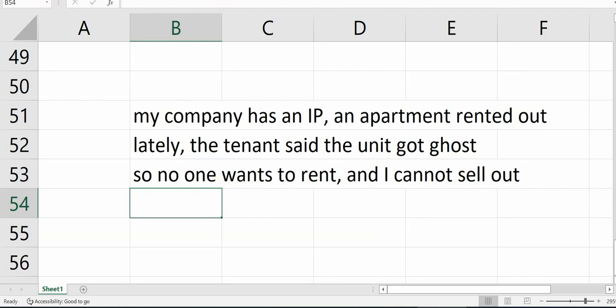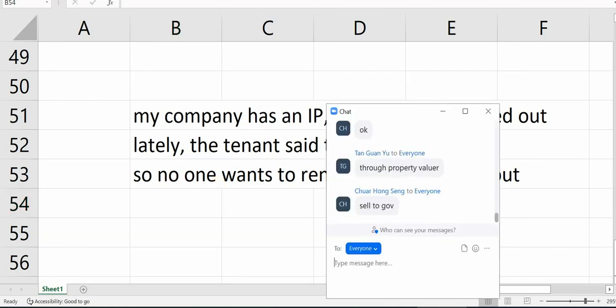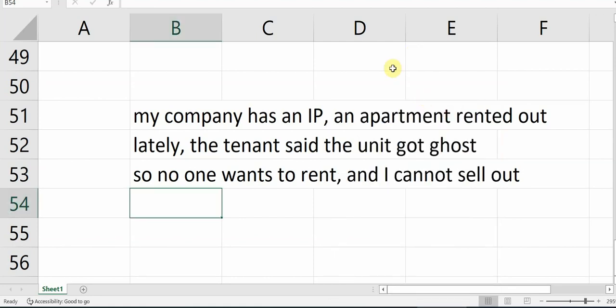Oh, I got a message, let's see. Sell to the government. Why would the government want to buy from you? The government also knows it's haunted. Even if they don't know, when their people come, the neighbor will tell them. Now either we use it as our storeroom, or we put our outstation staff there and give them a benefit. You don't need to rent a house outside, the company has an apartment, with a very nice view and all, they can stay there.